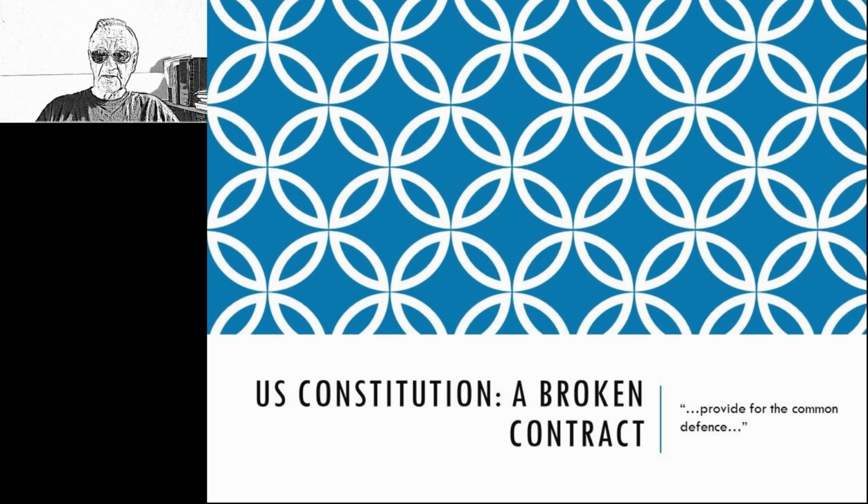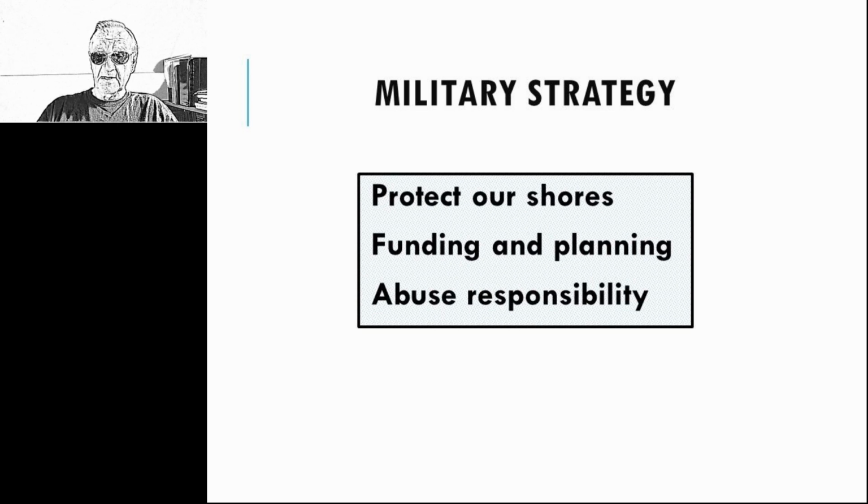We left off with domestic tranquility in the last episode, and now I want to talk about the fourth of the six principles identified in the Preamble to the Constitution of the United States. Provide for the common defense. Now, typically, we think of common defense as part of military strategy to protect our shores from foreign invasion. Now, this includes all the funding and the planning that goes into its administration. There have already been too many episodes of abusing that responsibility, and I want to go through a few examples.